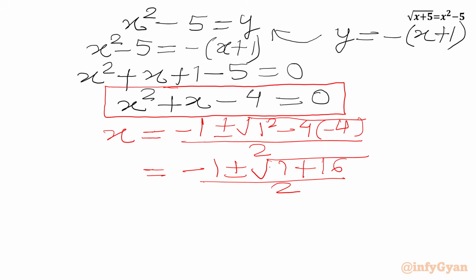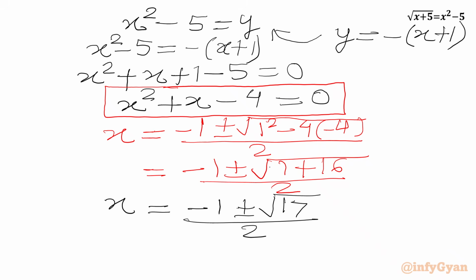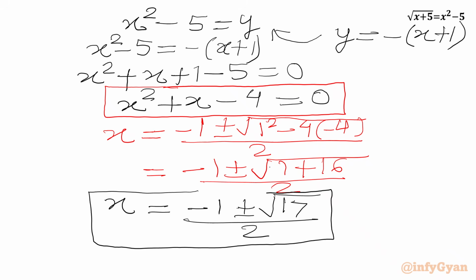So this will be equal to x equals (-1 ± √17)/2. So we have the other two real values. Now we have to check which solutions are extraneous.